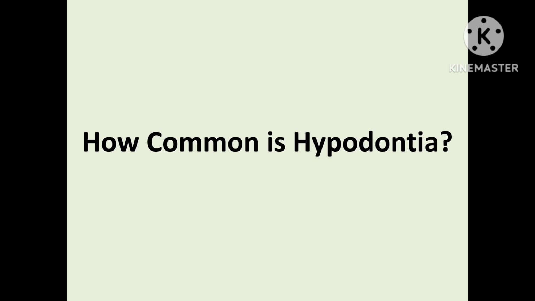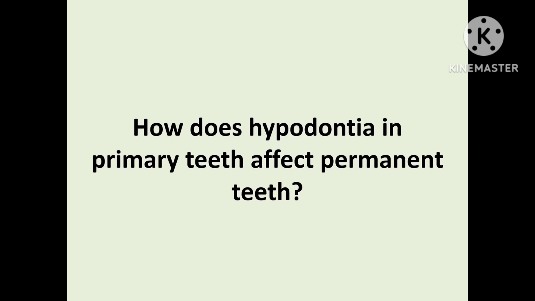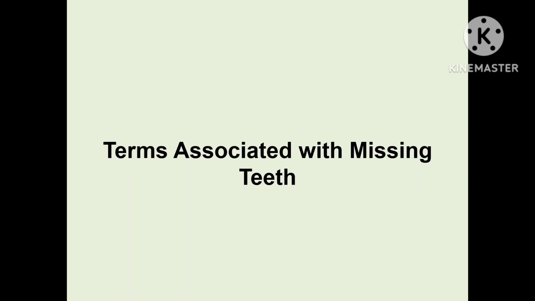Hypodontia is the most common developmental dental anomaly in humans and may affect either the deciduous or permanent dentition. Primary tooth hypodontia is less than 1% in incidence. It often predicts permanent tooth agenesis due to dental lamina defects affecting eruption and occlusion. On the other hand, permanent hypodontia affects 3.5 to 6.5% globally and 4 to 8% in the Indian population. It's more common in females.